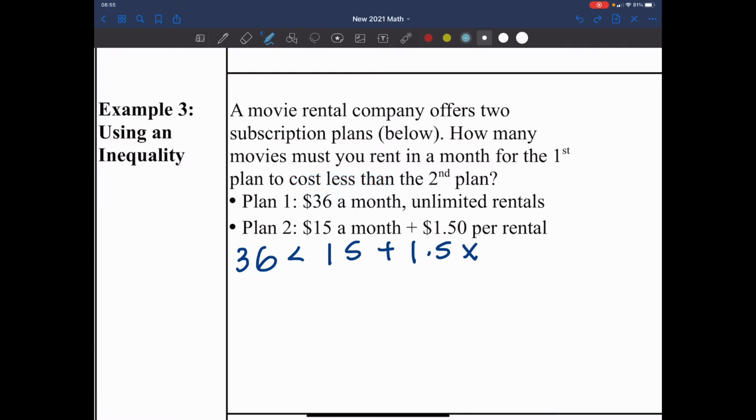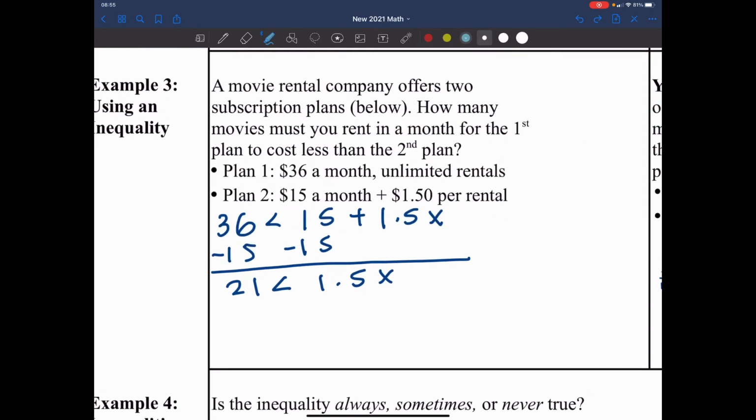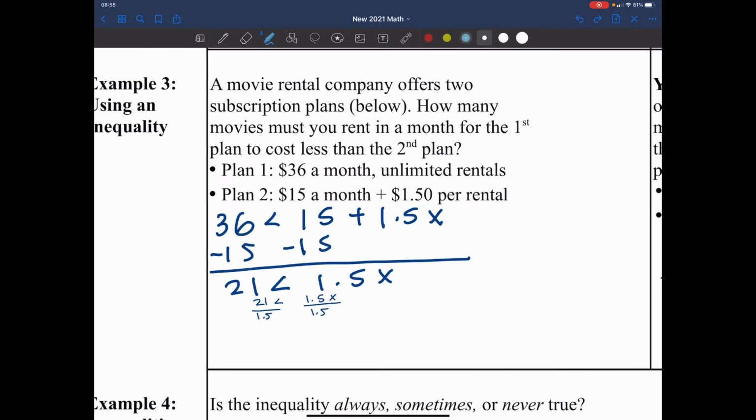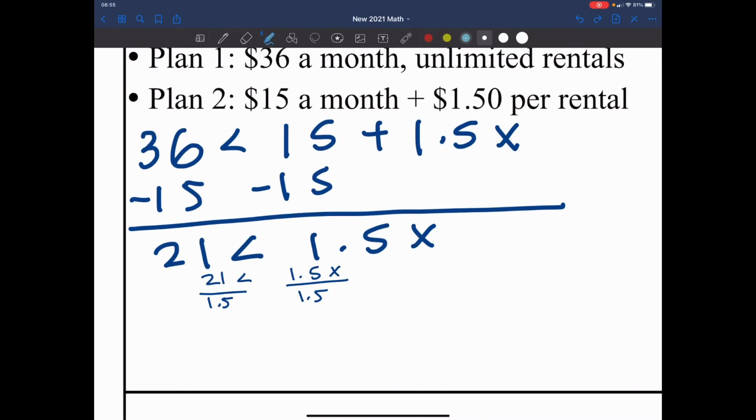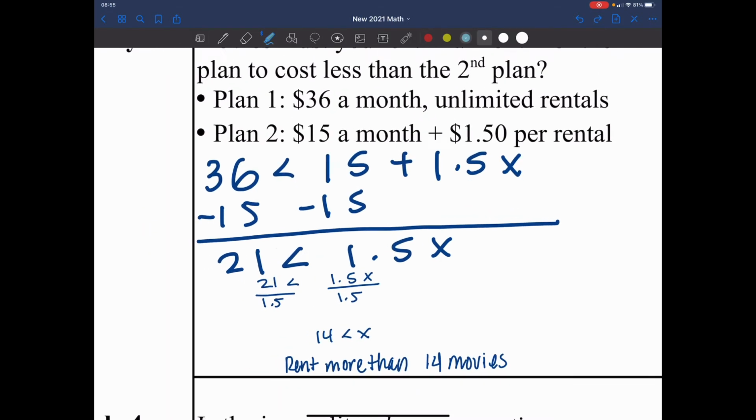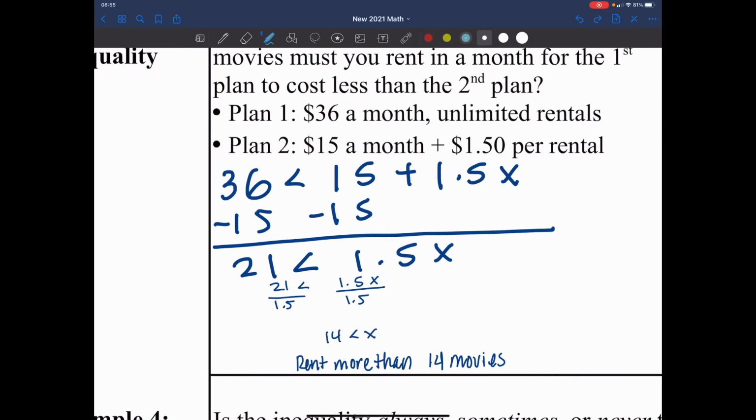So I'm going to solve for x here. To do that, I'm going to subtract 15 from both sides. I get 21 is less than 1.5x. Then I'm going to divide both sides by 1.5 to solve for x. So 21 divided by 1.5, and then 1.5x divided by 1.5. I get 14 is less than x. So I know that means that I must rent more than 14 movies for Plan 1 to cost less than Plan 2.